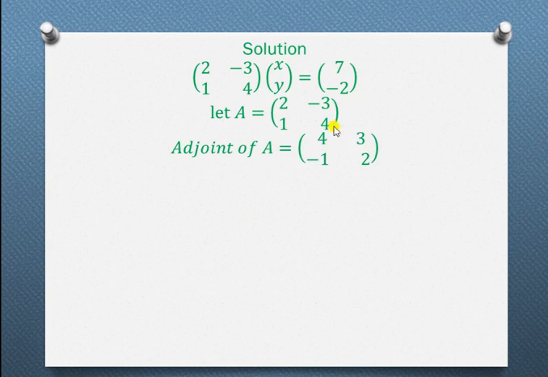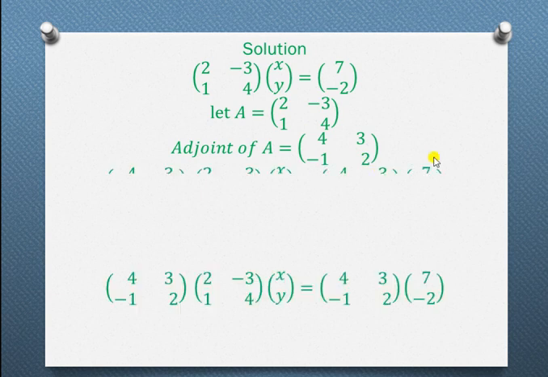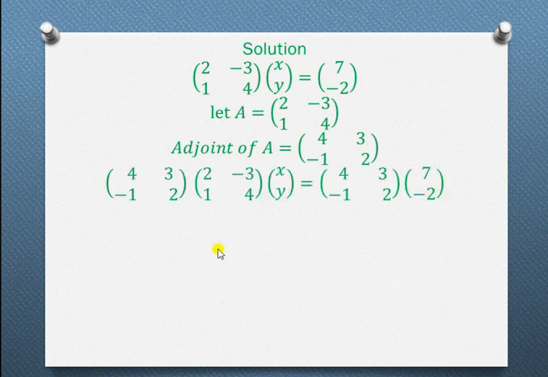How do you find the adjoint? Exchange the elements in the major diagonal and change the signs of the elements in the minor diagonal. So I've exchanged 4 and 2, but I've changed these signs. This has become a negative, but this has become a positive. That is how I got the adjoint. Next to that, you pre-multiply by this adjoint. You multiply this original expression. You multiply this whole equation by your adjoint matrix.